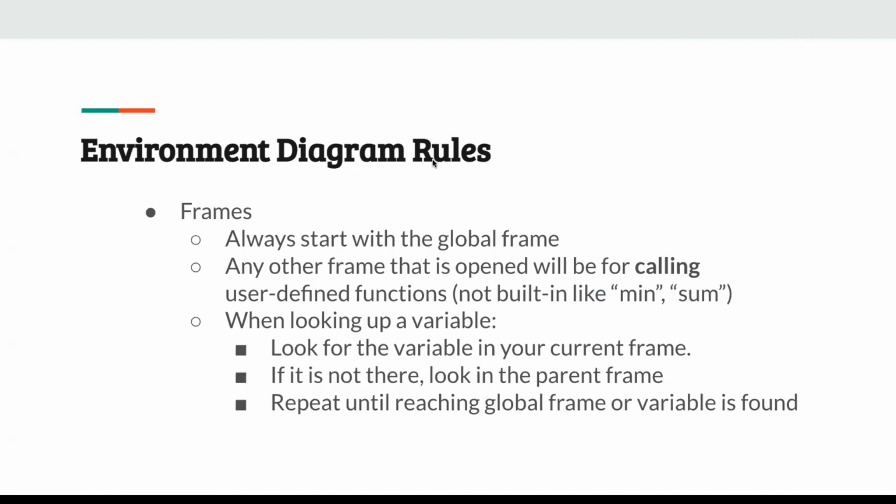So we're on to environment diagrams now. So the rules include frames, which always start with the global frame. And whenever a function is called, we move on to new frames. So another frame can be opened with calling a function like min or sum or a function you define in your code. And when looking up a variable, we basically want to look up a variable in our current frame. And if that variable does not exist in our current frame, we refer back to the parent frame. And we repeat this until we reach the global frame. So does anyone have any questions about this slide?